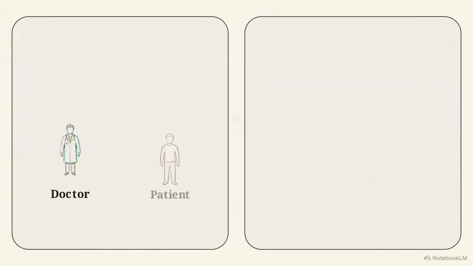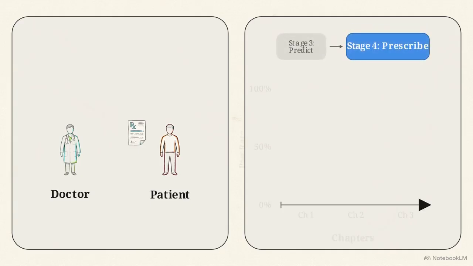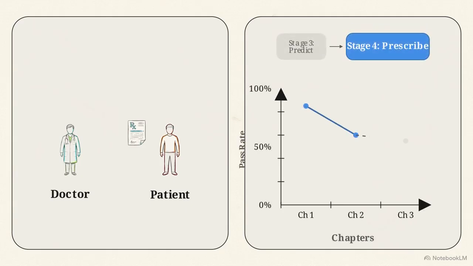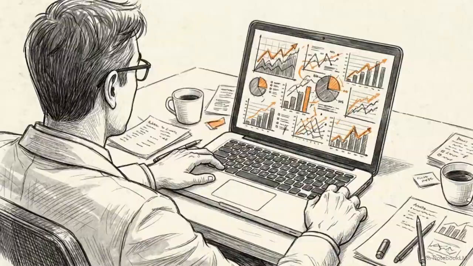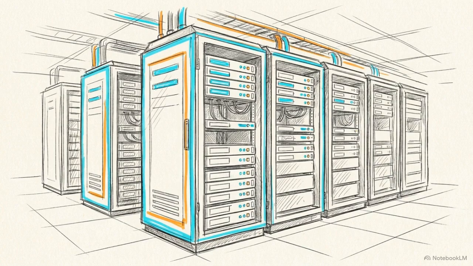Finally, the doctor writes a prescription or orders rest. Our pipeline concludes the exact same way, with Stage 4, prescribe. This stage recommends specific interventions to achieve a targeted goal, like planning the precise steps required to secure an 80. Running this pipeline correctly requires technical precision, but the strategy itself is meaningless without a clear institutional objective driving it.